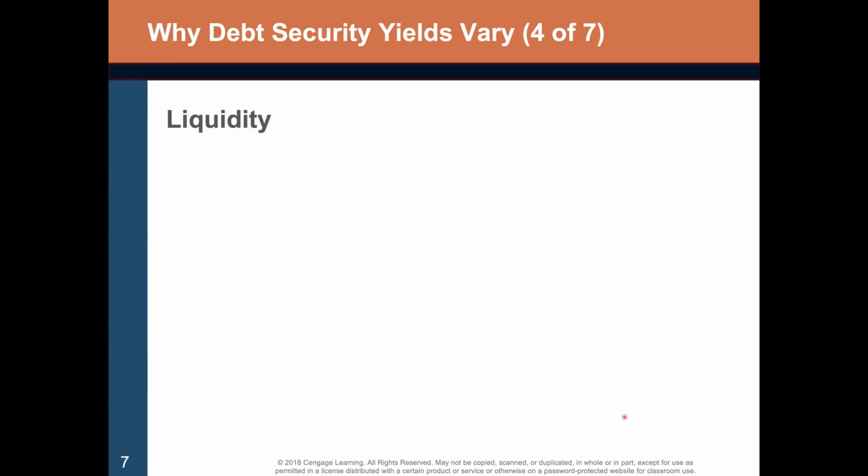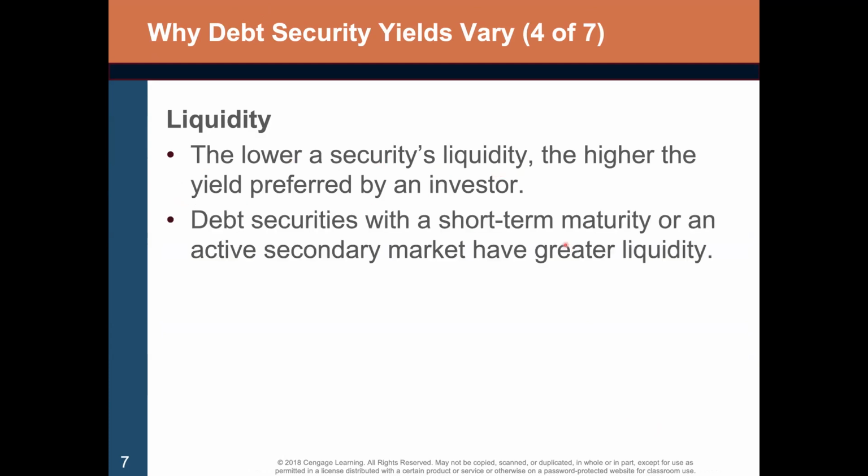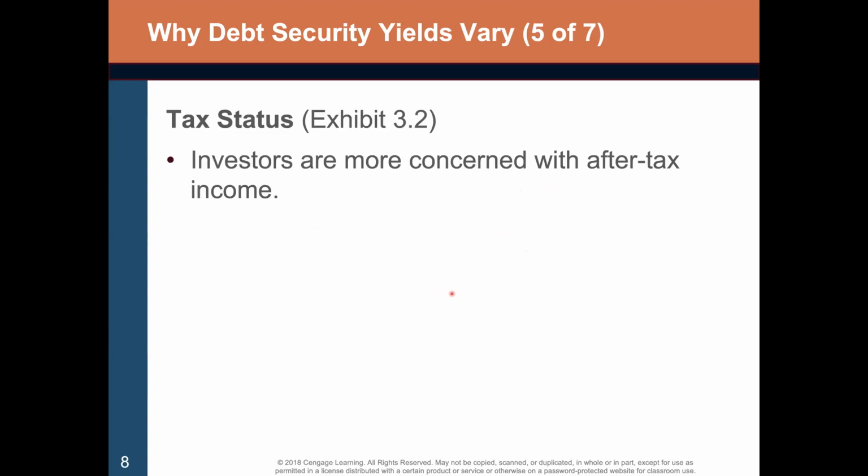The next thing we are going to talk about is liquidity. The lower a security's liquidity, the higher the yield preferred by an investor. So you'll remember liquidity has to do with how easy it is to sell it, how easy it is to turn it into cash, or at least a reasonable valuation of your security. So if it's not liquid, you'd have to sell it at a steep discount in order to get the cash. Debt securities with a short-term maturity or an active secondary market have greater liquidity. You remember, secondary market is when people who already own the security, let's say it's a bond, can sell it to another investor who wants the bond. And so if there's an active secondary market going on, it really increases the ability to sell it and have liquidity there.